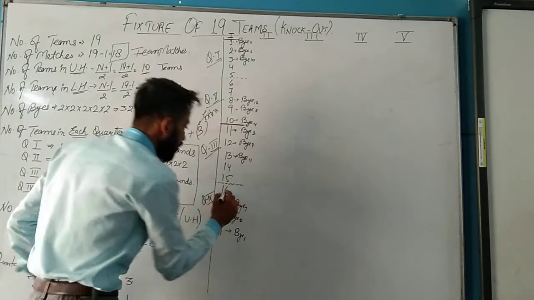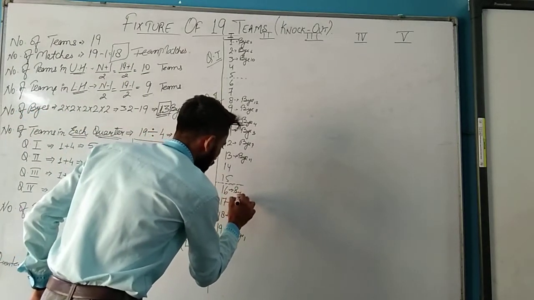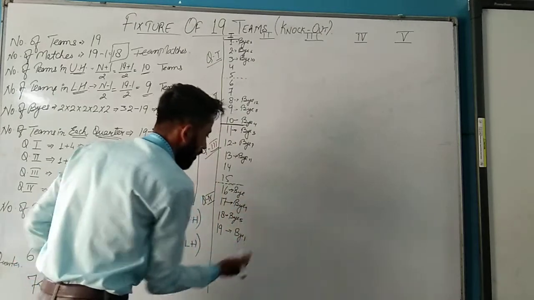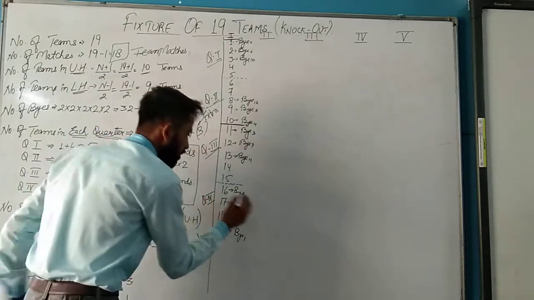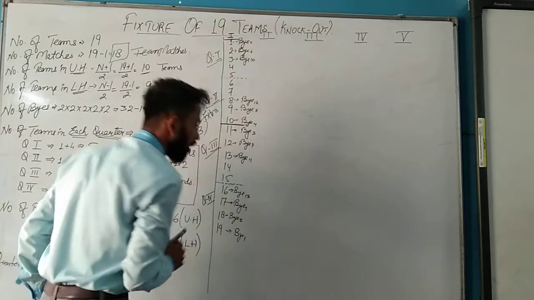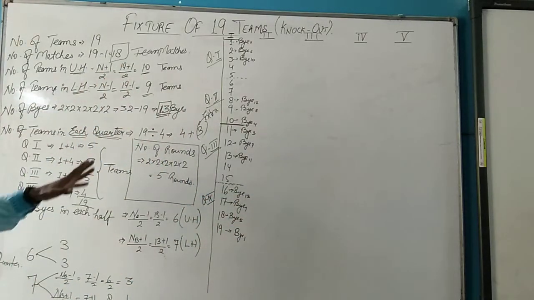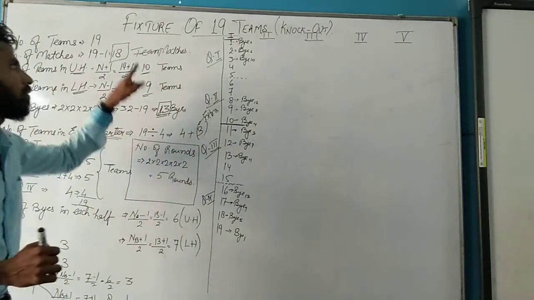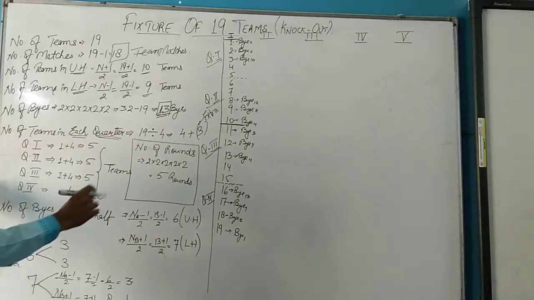Again repeating the same procedure, that is bye in last team of lower half. Lower half में last team हमारी बची नहीं, तो यही last team बची है, तो that will be bye number 13. So these are the 13 byes that are given to the teams as per the rules of quarter in 19 teams. So now what will happen?